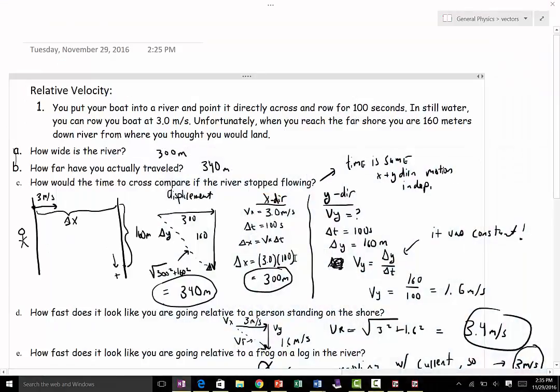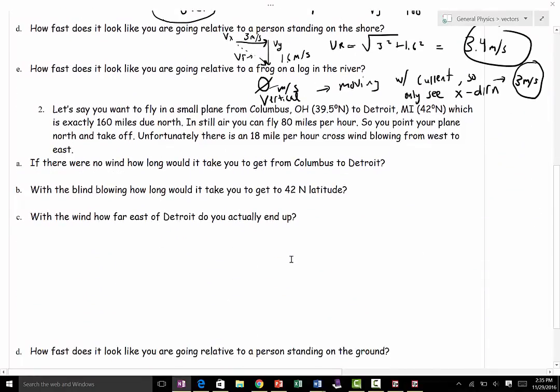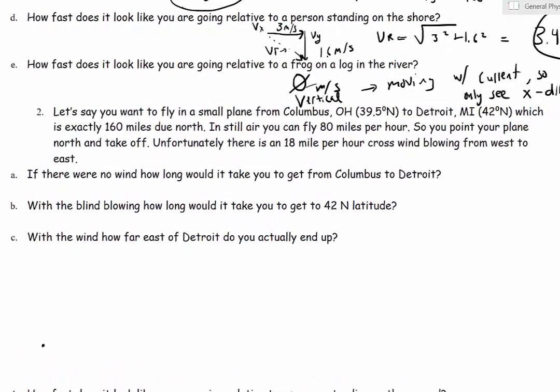Alright, we've got one more little example problem. This is going to be for airplanes. It works just the same. Let's say you want to fly in a small plane from Columbus, Ohio to Detroit, Michigan, which is exactly 160 miles due north. So I'm going to draw my little picture here. Here is Ohio, and I want to go up here to Detroit, Michigan, and that's going to be 160 miles due north.